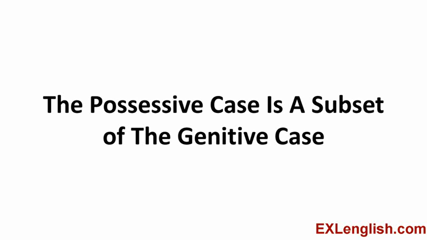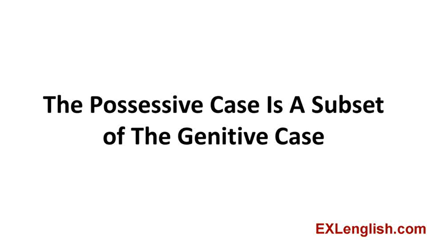The possessive case is a subset of the genitive case. Now, just so you know, the possessive case is a part of the genitive case. The genitive is a grammatical structure that suggests relationship between nouns. Although they both have similar meanings and uses, the genitive case can express a much wider range of relationships between nouns than the possessive case does. So there is no need to worry about all of that right now.